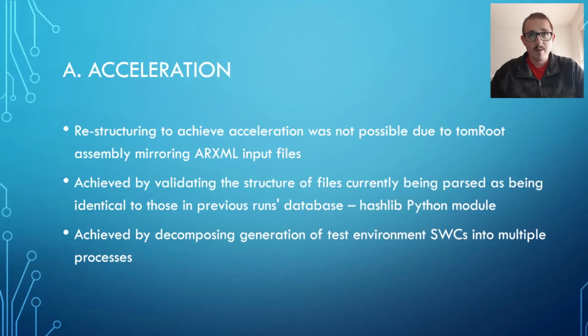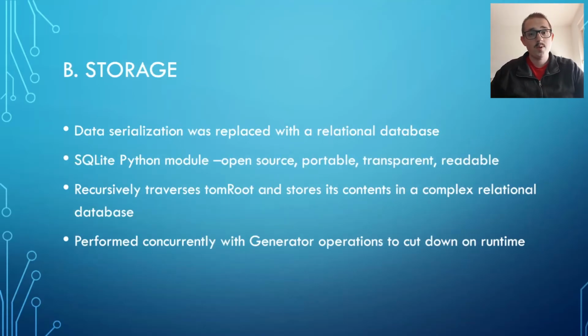Acceleration was achieved by validating the structure of files currently being parsed as being identical to those in previous runs, by checking the database of the last run using the HASHLIB Python module. And it was also achieved by decomposing the generation of software components into multiple processes. As for the storage improvement, data serialization using the pickle module was replaced with a relational database using the SQLite Python module, which made it more transparent and readable.